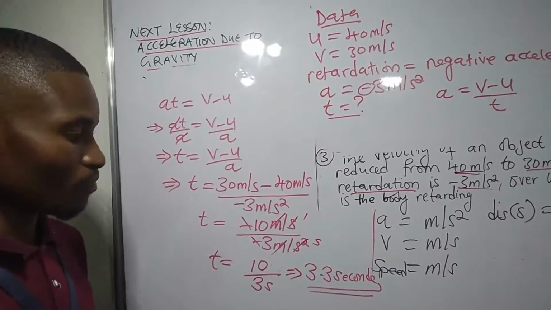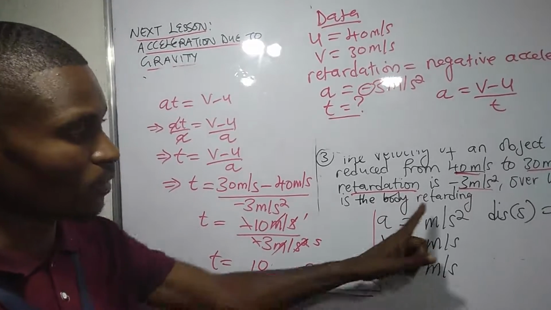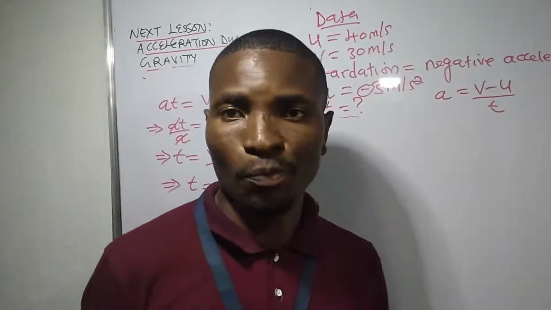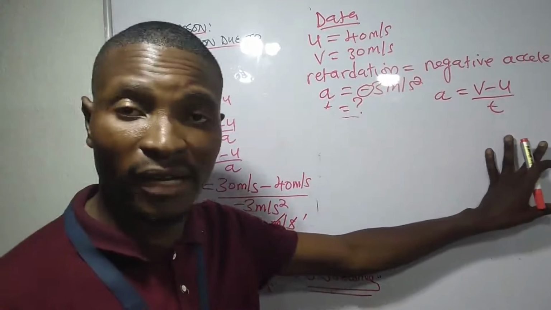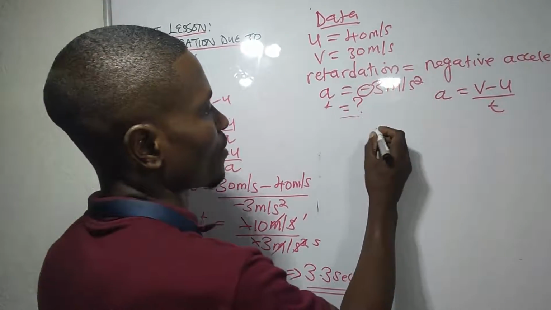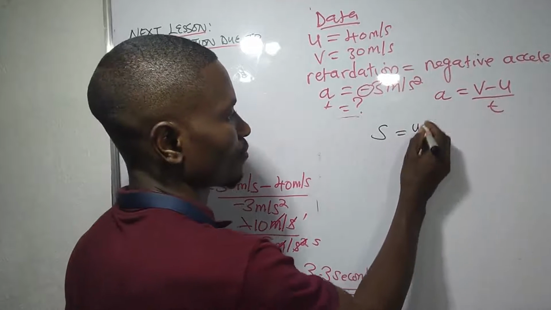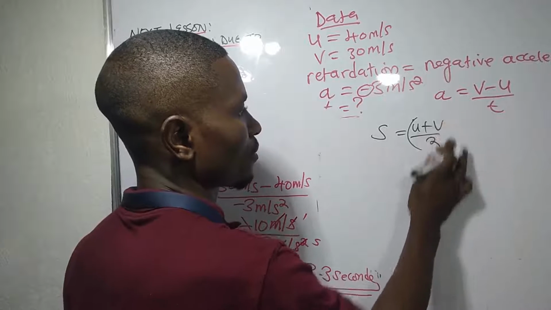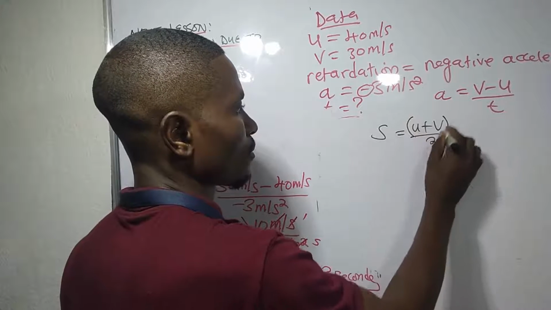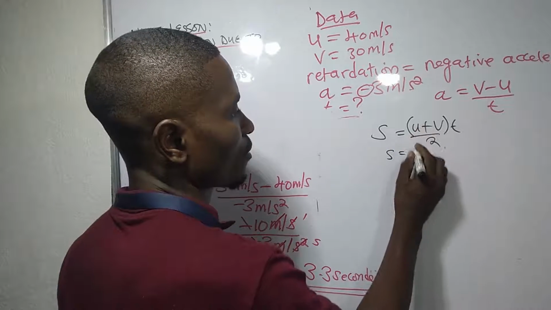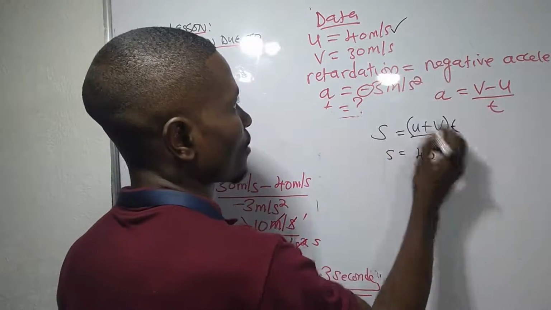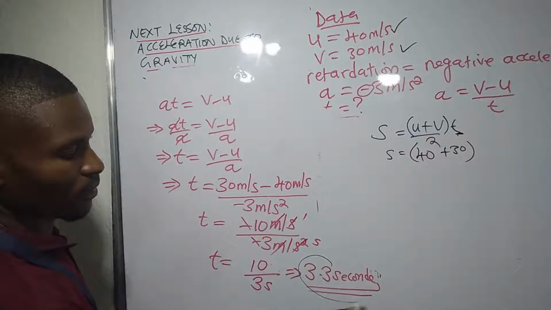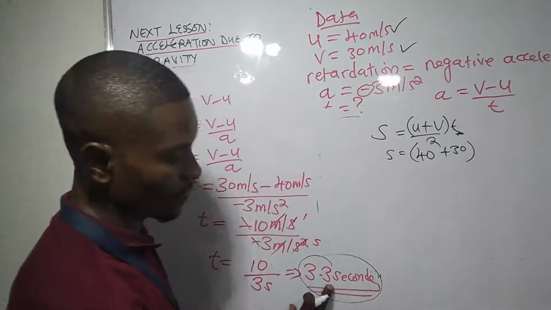Now we are not yet done. We are supposed to also calculate the distance. So we now finally find the distance, and you can use this formula: s equals (u plus v) over 2 times t. The initial is 40 plus the final 30, then the time is 3.3 seconds.